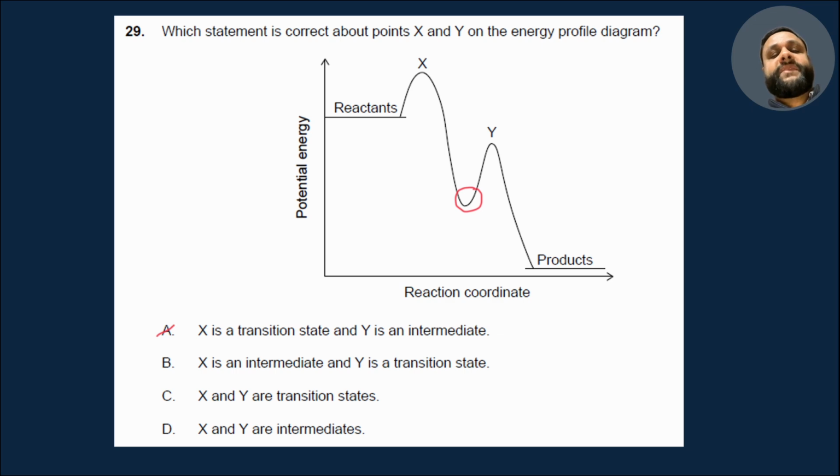B, X is an intermediate and Y a transition state. No, X is a transition state as well. Option C, X and Y are transition states. Yes, so C is the correct answer.